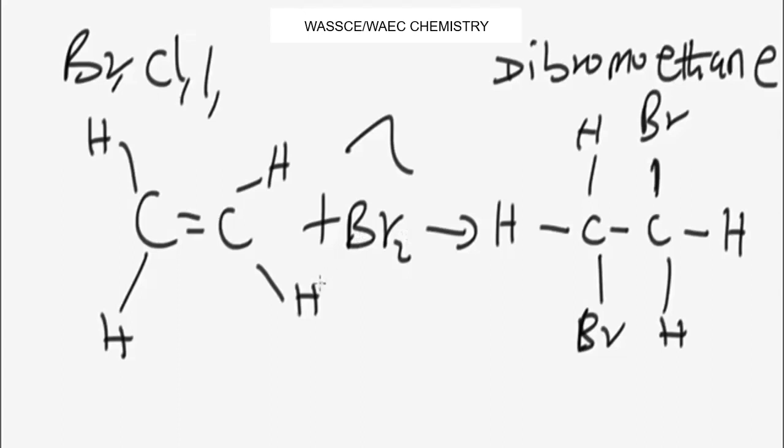Now, had it been this ethene reacted with chlorine molecule, the output would have been dichloroethane. Instead of dibromoethane, it would have been dichloroethane. Alright, so in that order. Now know that this kind of reaction with halogens does not happen in the presence of a catalyst. So take note of this. So let's go to the class.